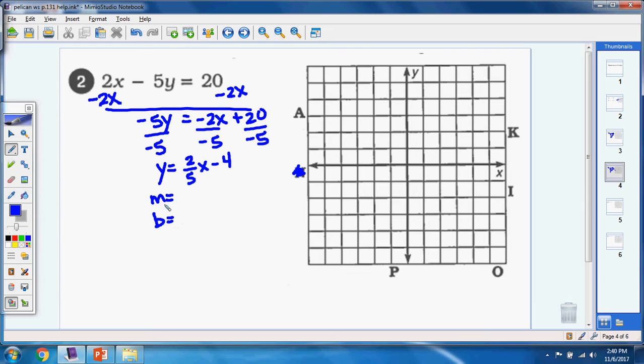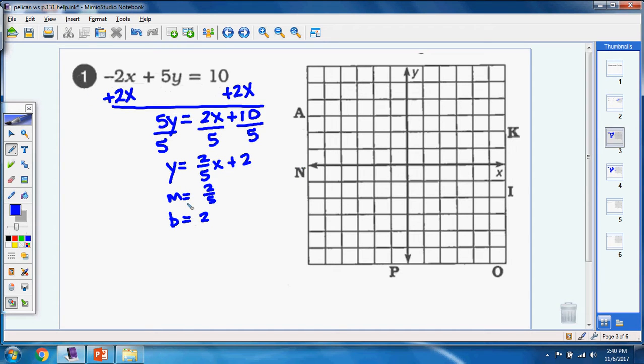So what we're going to see right here is going to be very helpful with some future information, because if you notice, problem 1 and problem 2 are going to have the same slope, 2 over 5 and 2 over 5. The only difference is the starting point. The y-intercept is going to be negative 4.